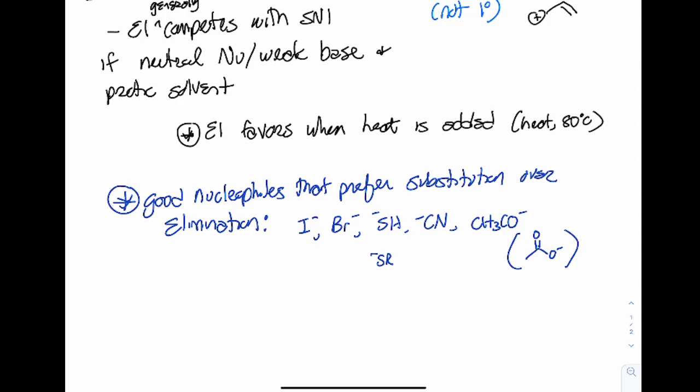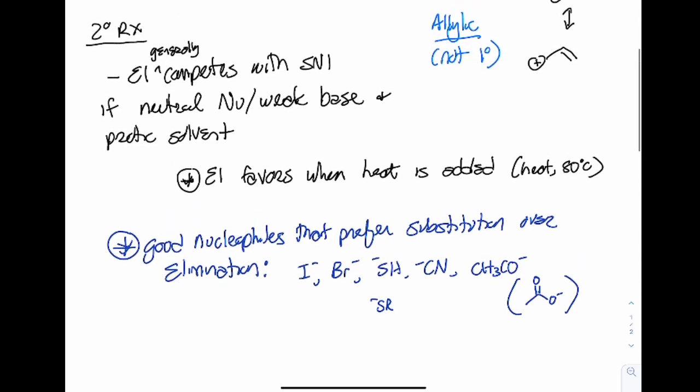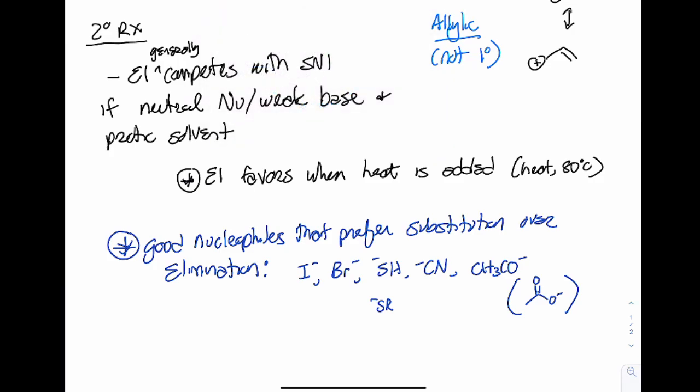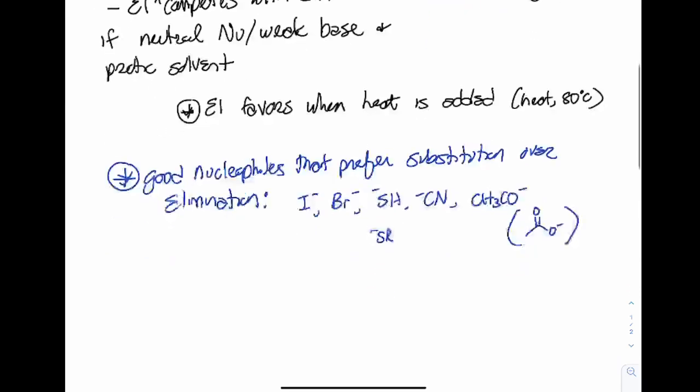So if you're given one of these, a secondary alkyl halide, a protic solvent, we're going to prefer SN1. If you're given a secondary alkyl halide and an aprotic solvent with one of these, we're going to prefer SN2, and we'll get SN2 on our list here. So E1 generally competes with SN1. If I add heat, I'm going to favor the eliminated product. If I have one of these good nucleophiles, I'm going to prefer the substituted product.